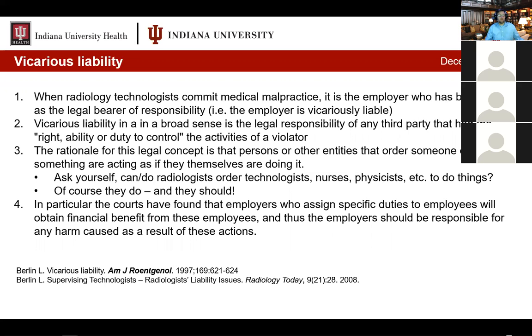By doing so, though, this then creates vicarious liability for the radiologist. In particular, the courts have found that employers who assign specific duties to employees will often obtain financial benefit from these employees, and thus the employer should be responsible for any harm caused as a result of these actions. Again, wearing the hat of vicarious liability, we understand that physicians are often going to be financially benefited by employees following their instructions or orders, whether or not the employees work directly for them, and thus they are held responsible for any harm caused as a result of these actions.